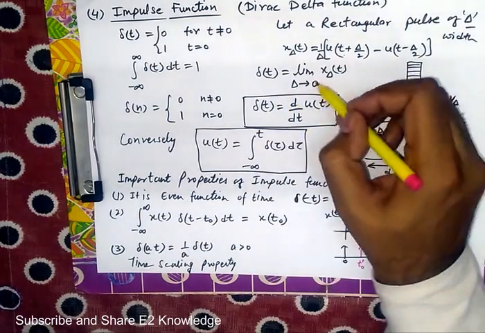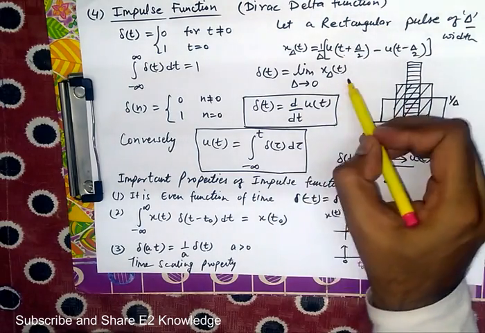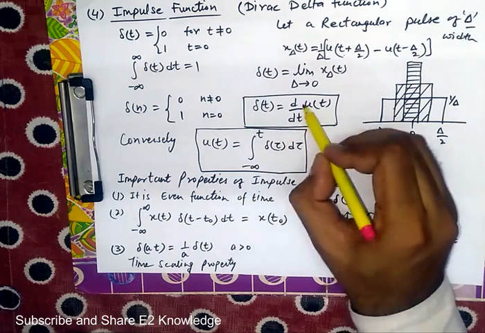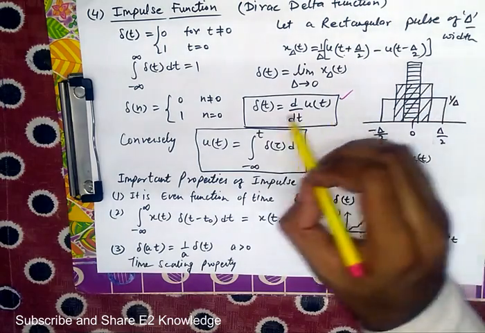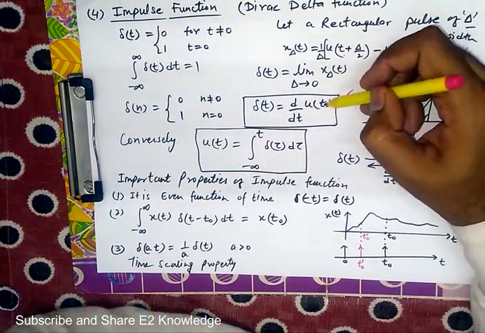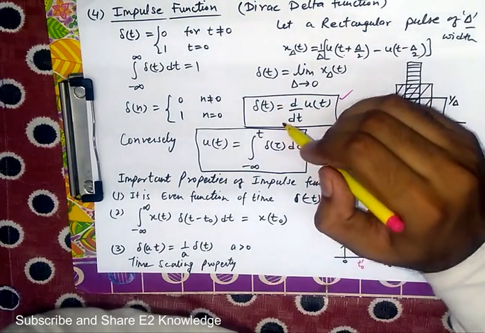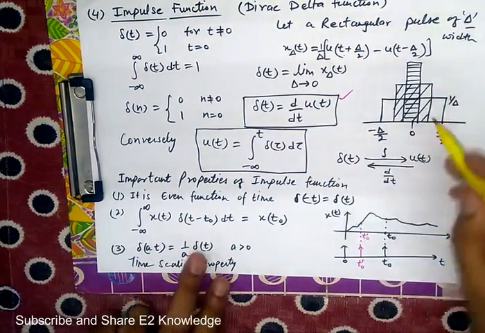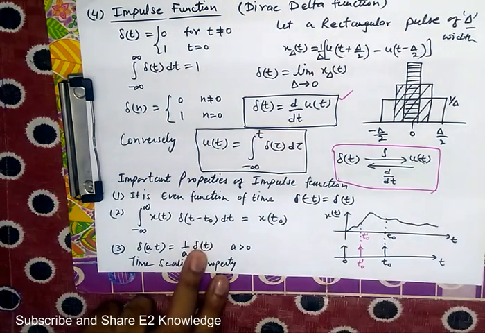So delta(t) is equal to limit delta tends to 0 of x delta(t). Now putting this x delta(t) here, it becomes the expression of differentiation. So delta(t) is equal to d by dt of u(t). It is another important expression: delta(t) and u(t) are basically a differential pair. If we differentiate u(t), it becomes delta(t), and if we reverse the relation, if we integrate delta(t), it becomes u(t). So u(t) and delta(t) are a differential-integral pair.